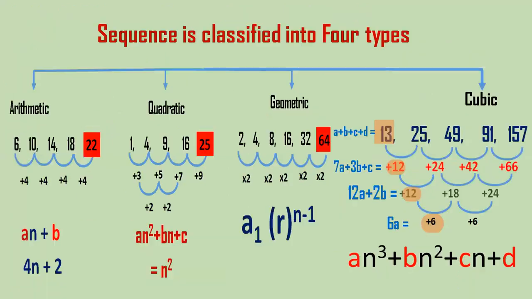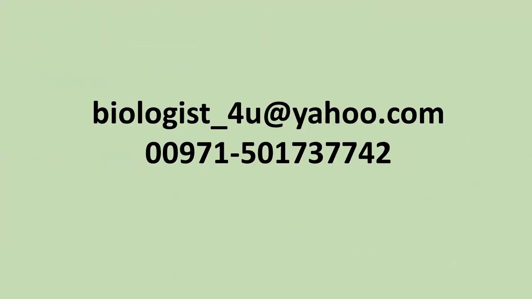So in this way, you can figure out any term value by using the nth term formula of the sequence. So we got an idea about arithmetic, quadratic, geometric, and cubic sequences. If you find any sequence in your exams, you have to follow the particular method to figure out the nth term formula. And after getting the nth term formula, you can find any value in the sequence. So hopefully you got the idea.